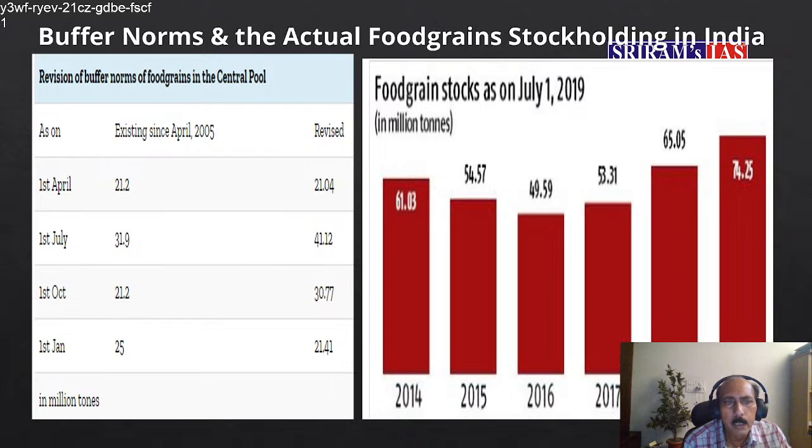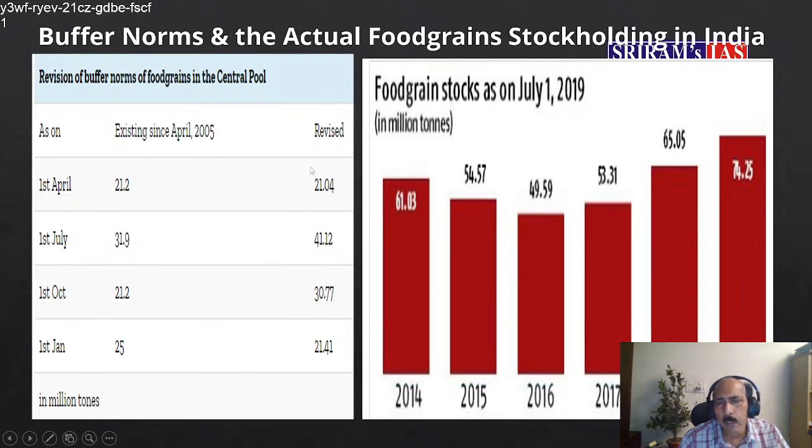For example, the last norms revised by the government were in 2015. Earlier norms were from 2005. You see that in the first table we have mentioned the buffer norms we maintain on 1st April, 1st July, 1st October, 1st January. And the revised norms are slightly changed by the government, keeping in view the demand for food grains at different times of the year. The demand is different.